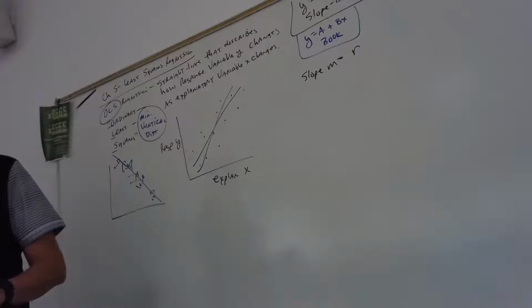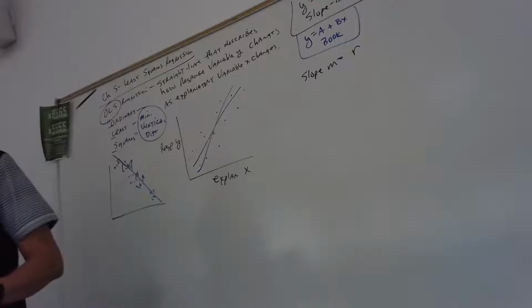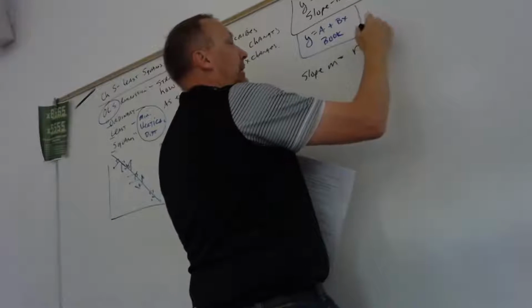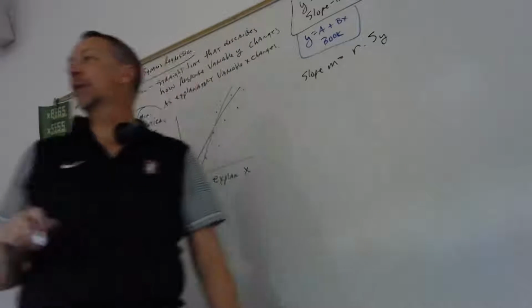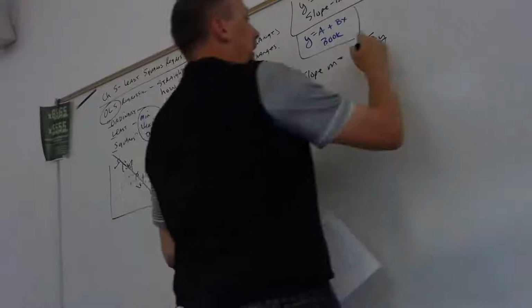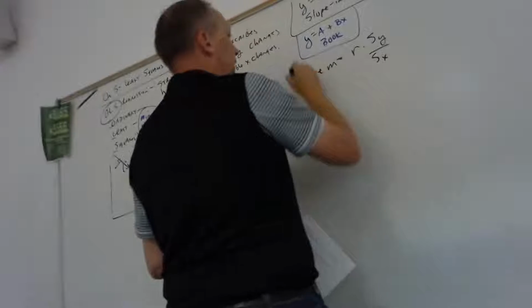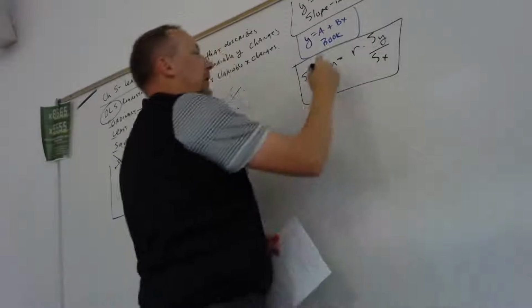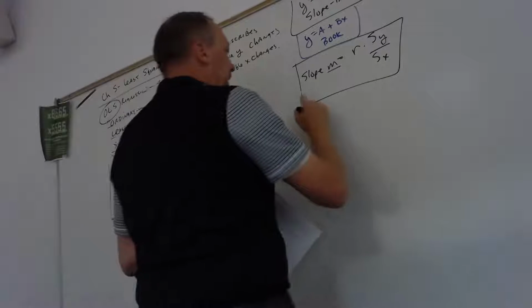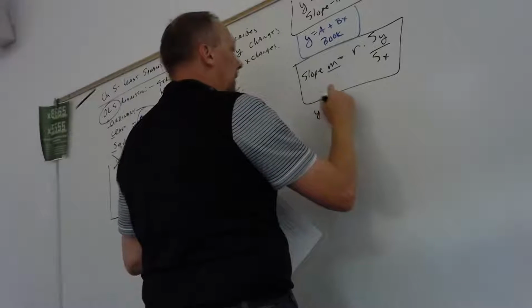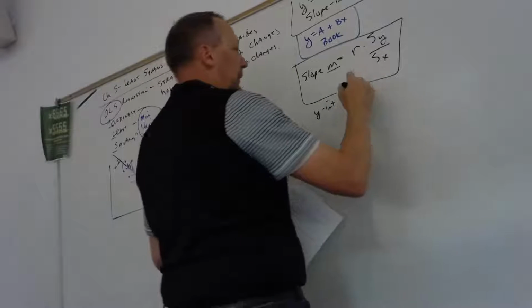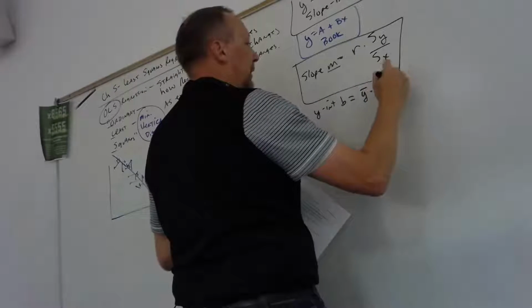It's correlation. The correlation coefficient times s of y. What's that stand for? Standard deviation of y divided by the standard deviation of x. Okay? So that's how you're going to find the slope. To find the y-intercept, b equals y bar minus m times x bar.